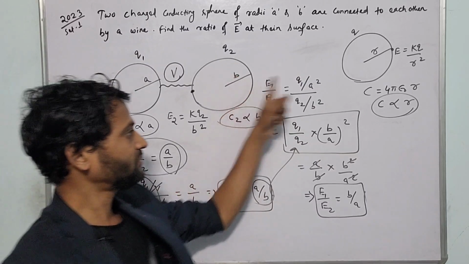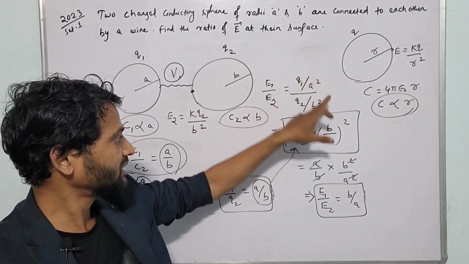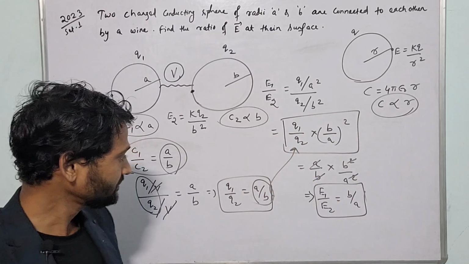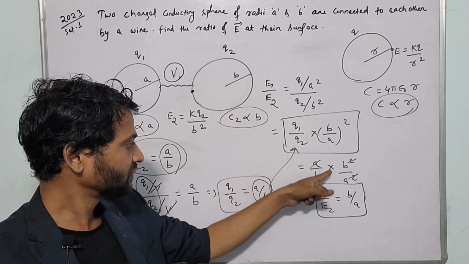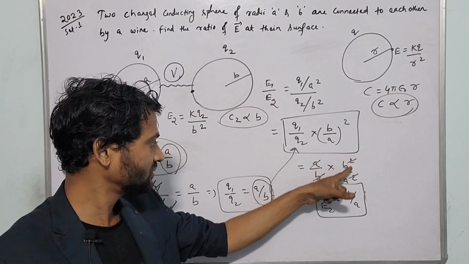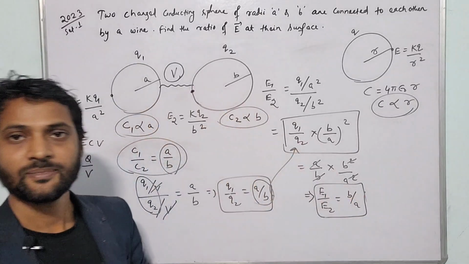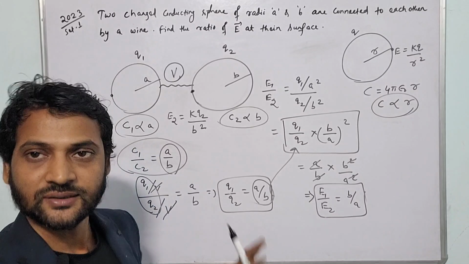And you know what the formula for electric field is? KQ by R square. So E1 by E2 will be equal to this by this, or you can say Q1 by Q2 into B by A whole square. So in place of Q1 by Q2 you put A by B. So B will cancel, A will cancel, and B by A is left. So E1 by E2 will be equal to B by A. This is your answer. Clear? I think it is done.